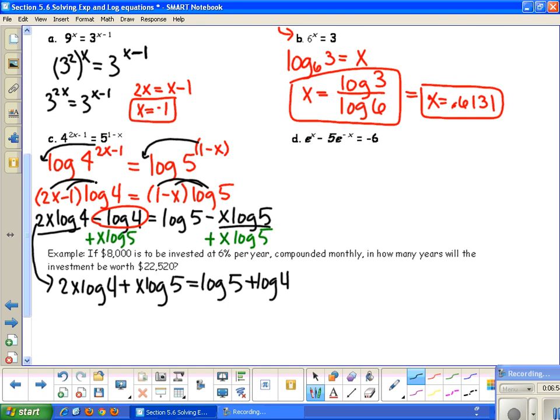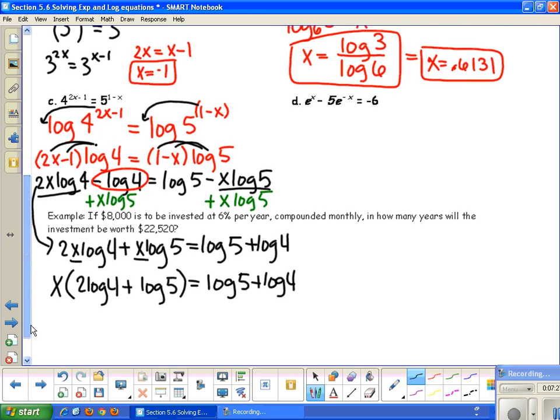Now, if we go back over here to our equation, I have an x in both my terms. So in order to get it by itself, since these are not like terms, I cannot combine them together because in order to be like terms, you have to have the same base and the same number that you're taking the log of. We're taking the log of 4 and 5, and that's not the same, so we can't combine it. So I have to factor out that x, which would then give me x times (2 times the log of 4 plus the log of 5) equals the log of 5 plus the log of 4.